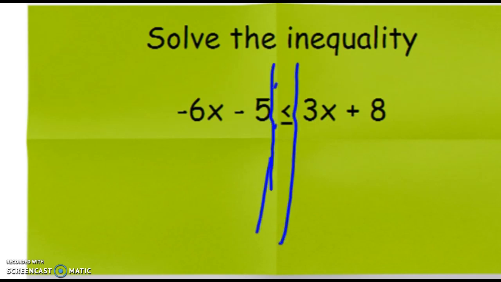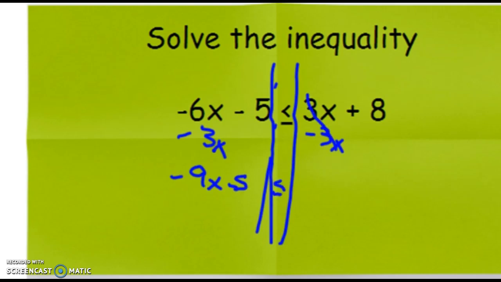I'm going to move all of my variables to one side. So I'm going to subtract 3x from here, subtract 3x from there. Negative 6x minus 3x is negative 9x. Minus 5 is less than or equal to 8. Then I'm going to add 5 to each side. These cross out. Negative 9x is less than or equal to 8 plus 5, which is 13.